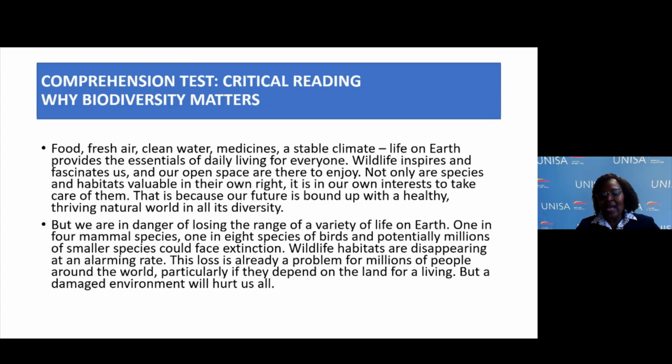Wildlife habitats are disappearing at an alarming rate. This loss is already a problem for millions of people around the world, particularly if they depend on the land for a living. A damaged environment will hurt us all.